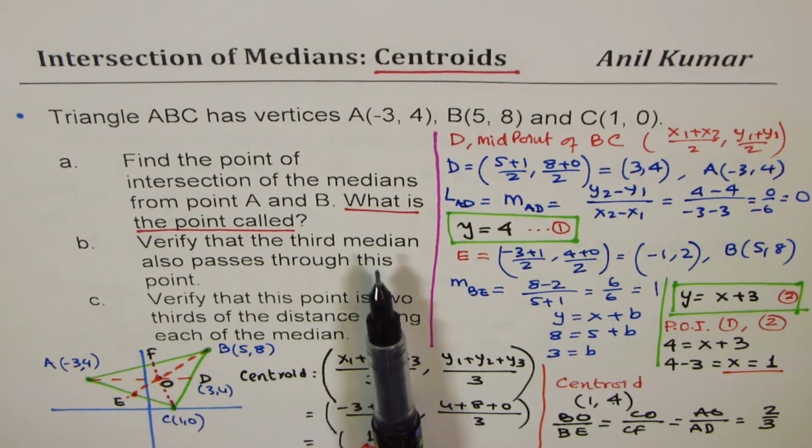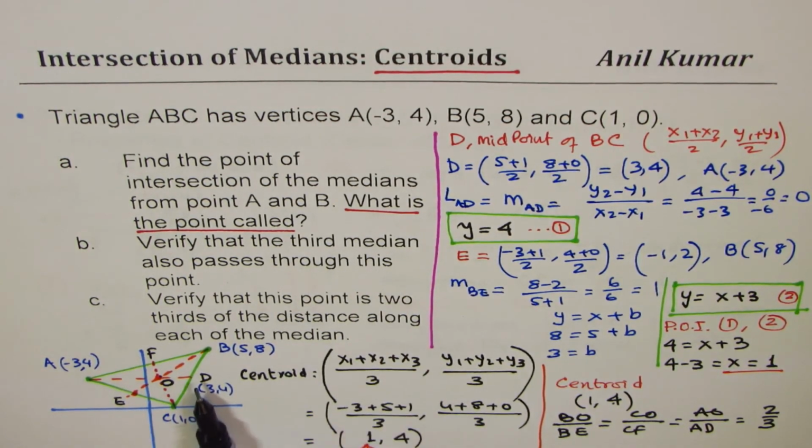And to get the equation of the median, we have to actually get the midpoint of the opposite side. The line joining the vertex with the midpoint of the opposite side is called the median. So I hope all the concepts about median, centroid, and the distances involved are clear.